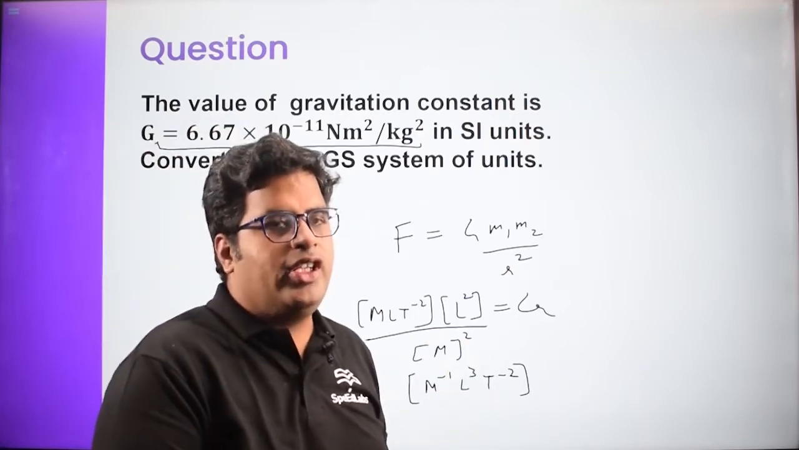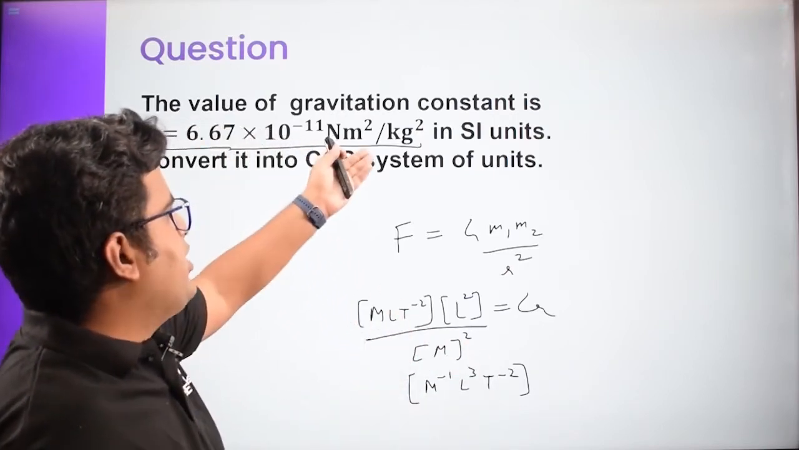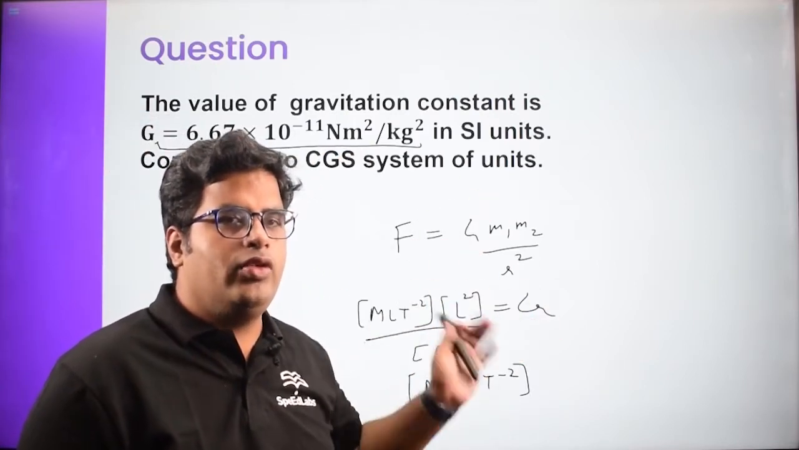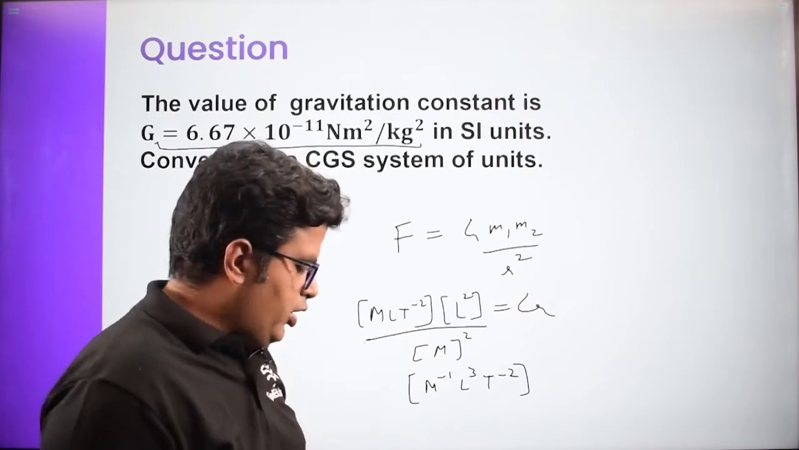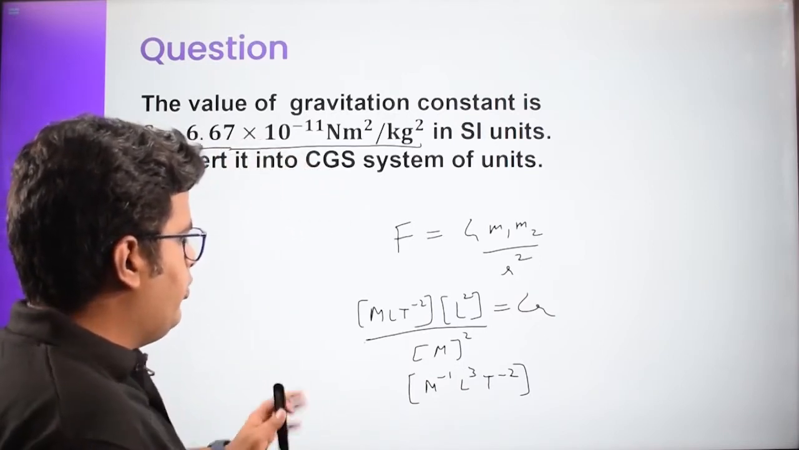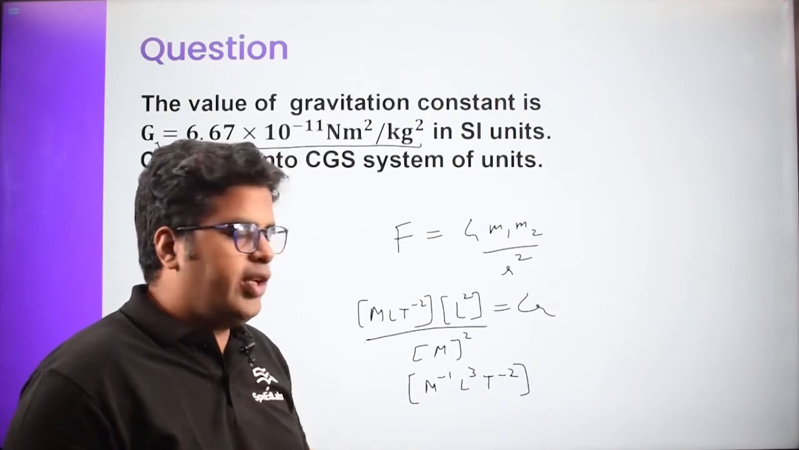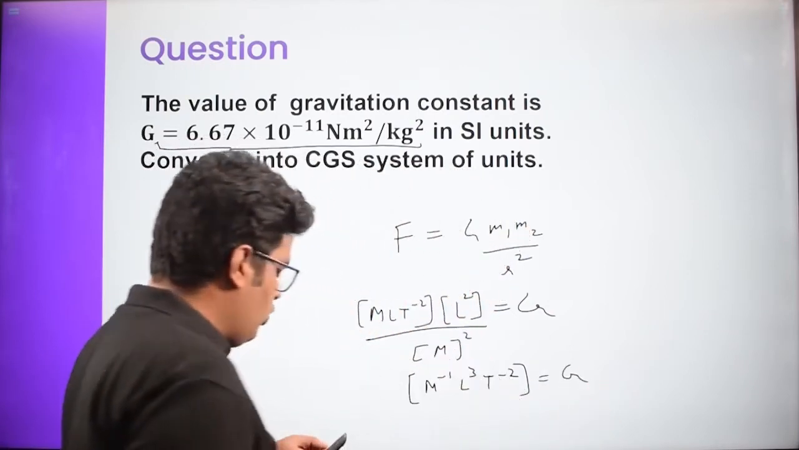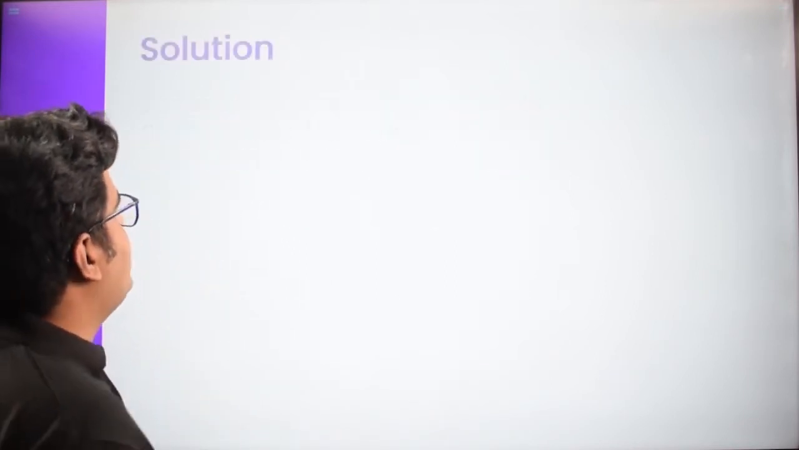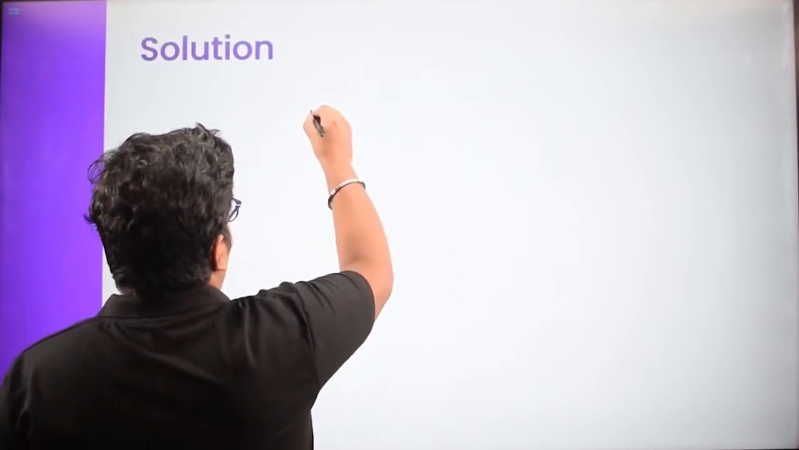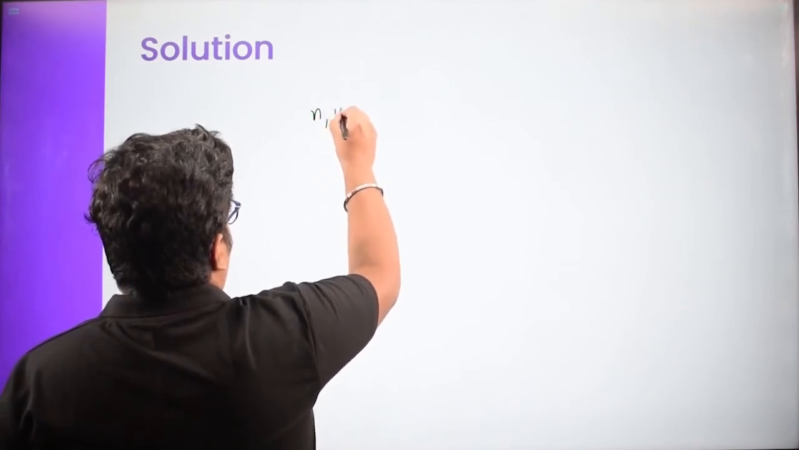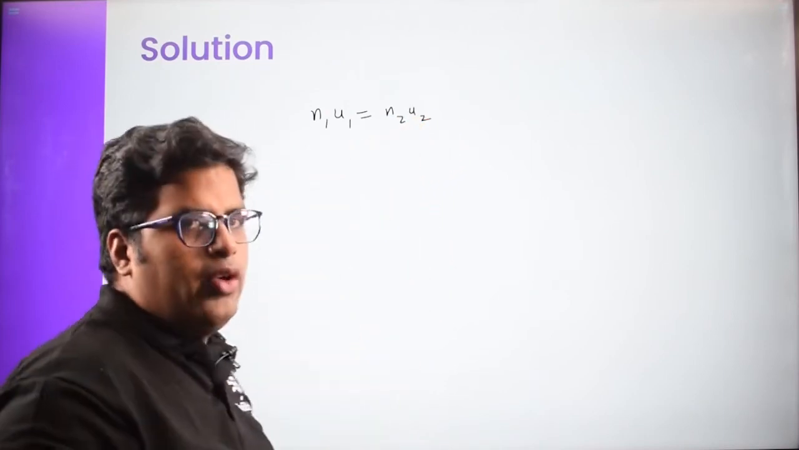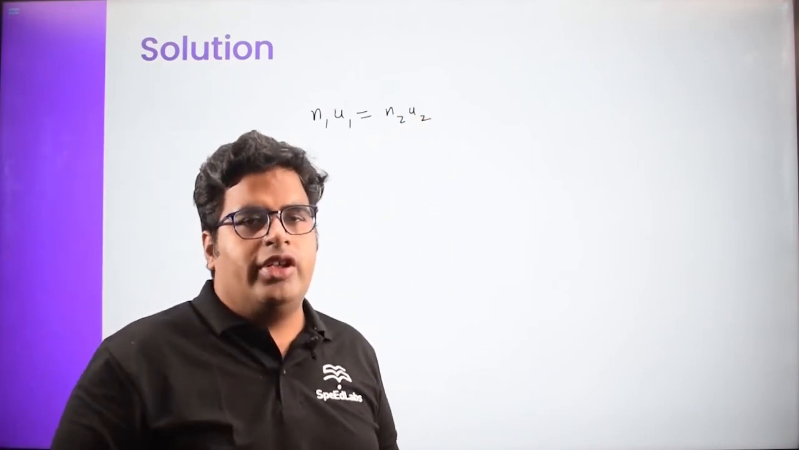Now this will be used to convert this SI unit into a CGS system of unit. That means we have to convert the MKS system of unit into a CGS system of unit, right? So we'll quickly move further, but make sure that you know the dimensions of gravitational constant, that is M minus 1 L cube T minus 2, right? So let's see, we have a system of unit formula, that is n1 u1 is equal to n2 u2, where n1 and n2 are numerical values, and u1 and u2 are their units, right?